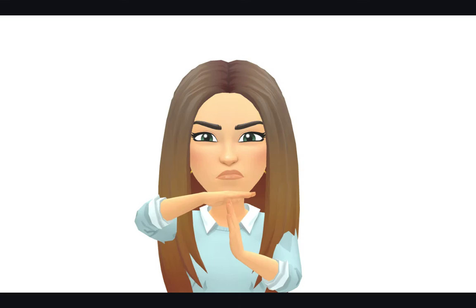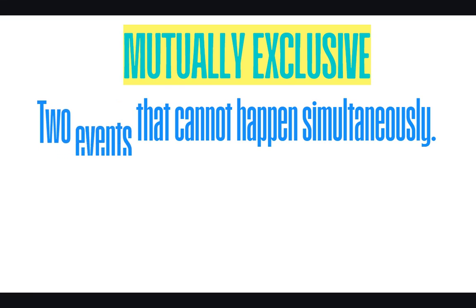Time out. Let's talk probability. The probability of the wheel landing on Kim or Jason is called mutually exclusive events. Mutually exclusive events are two events that cannot happen simultaneously. In other words, if one event occurs, the other event is impossible.